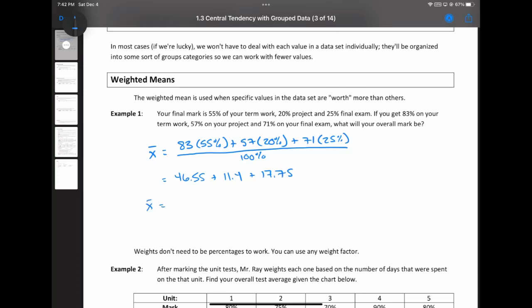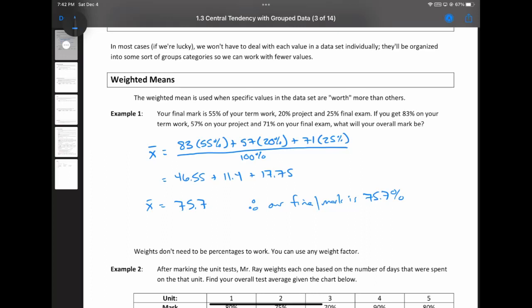And so finally, we just add those numbers together, and we get 75.7. Therefore, our final mark is 75.7%. And by the way, in most cases, I'm not too big on making sure we have therefore statements as long as you have logical conclusions in your answers.